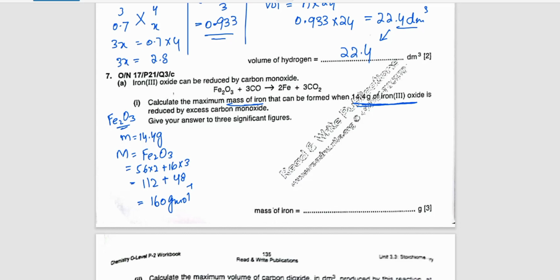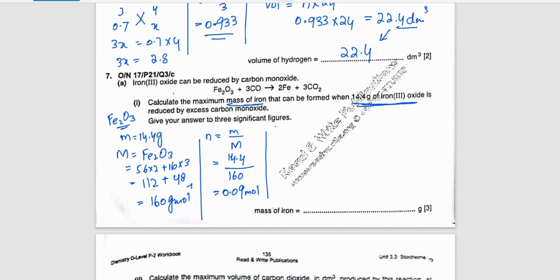So now we can find out the number of moles. Number of moles is equal to given mass over molar mass. The given mass is 14.4 gram, and molar mass is 160. So 14.4 gram divided by 160, we get 0.09 mole. This is all about the Fe2O3.